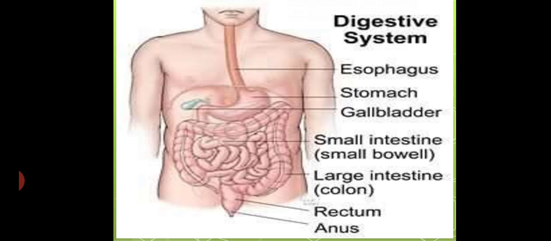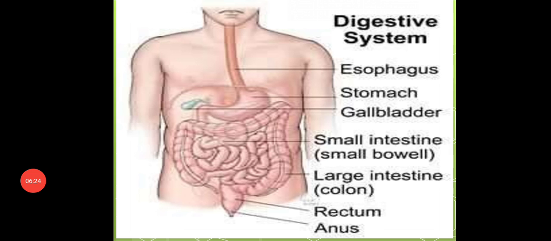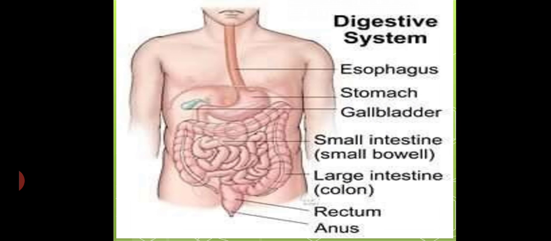This is the picture of the digestive system. Let us have a short look at it. It starts here from the mouth, then the esophagus, the long structure we see here. Then the stomach, then the small intestine, which is the small bowel, then the large intestine, rectum and anus. This is the picture of the digestive system.